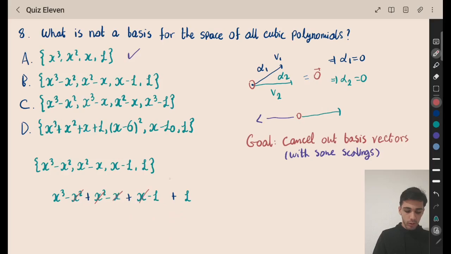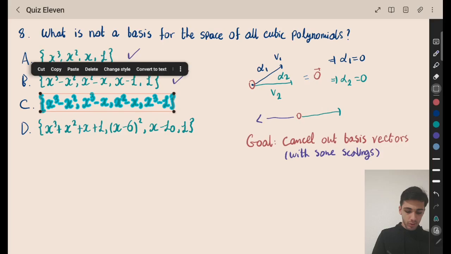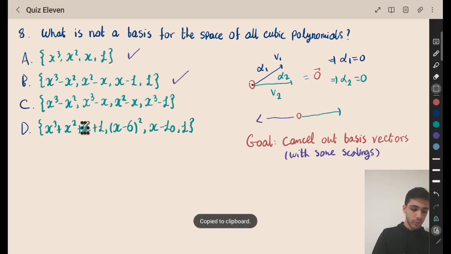If I do this, this cancels out, this cancels out, this cancels out. So I get x cubed. But there's nothing in the world that I can scale any of the other basis vectors by to cancel this x cubed, because it's simply not in my toolset. So, well, not precisely why, but this is a set of linearly independent vectors.